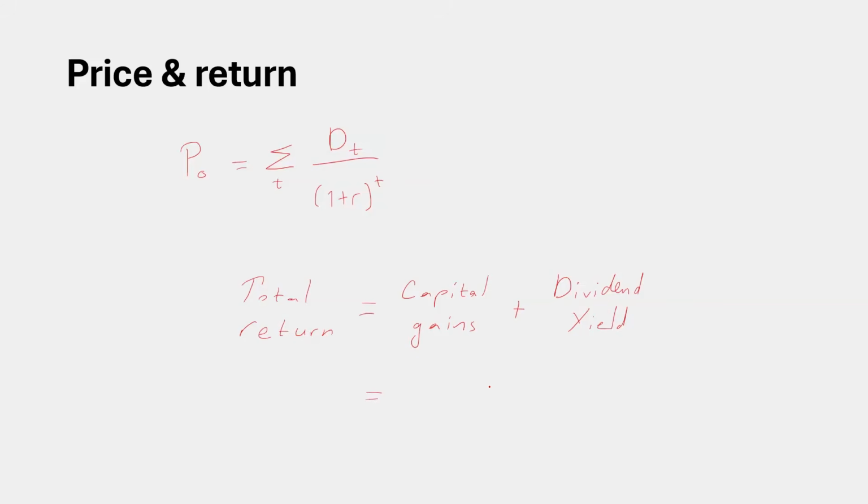So for example, if you want to compute the capital gains at time t, you would look at the current price P_t and subtract P_{t-1}. So this is the growth in price, right? This is the component of the total return that comes from changes in price, and the dividend yield component would be basically the dividend paid at time t divided by P_{t-1}.